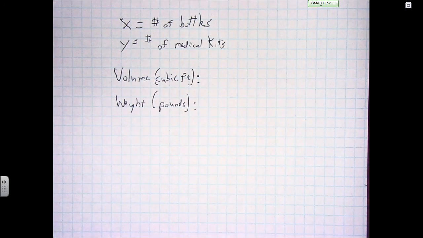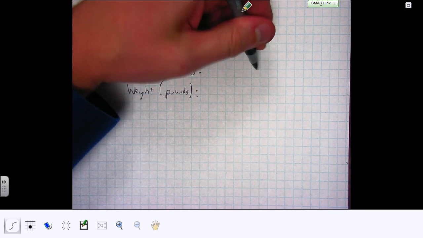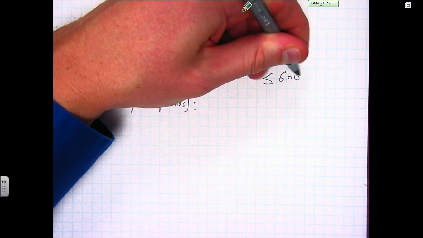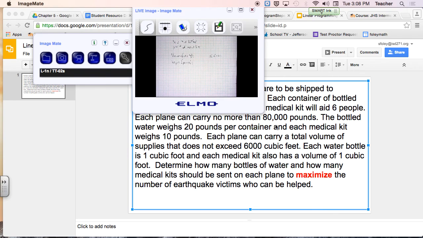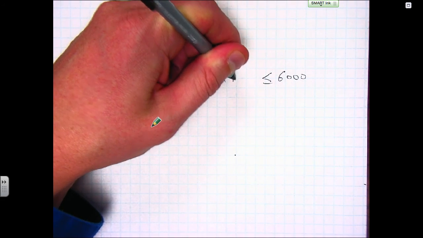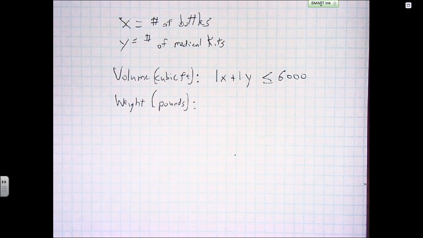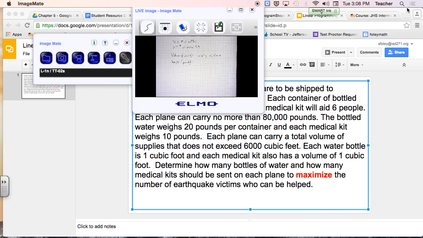So if we think about the volume, we're going to write an inequality for the volume. And we know that the volume cannot be more than 6,000 cubic feet of total supplies. And so we know we have to keep that volume less than or equal to 6,000 cubic feet. And so where does this come from? Well, the volume comes from, let's see down here, 1 cubic foot per water bottle and 1 cubic foot per medical kit. And so since they're both 1 cubic foot, that's pretty easy. We just have 1x plus 1y has to be less than or equal to 6,000, right? 1x, 1y has to be less than or equal to 6,000. What about the weight?